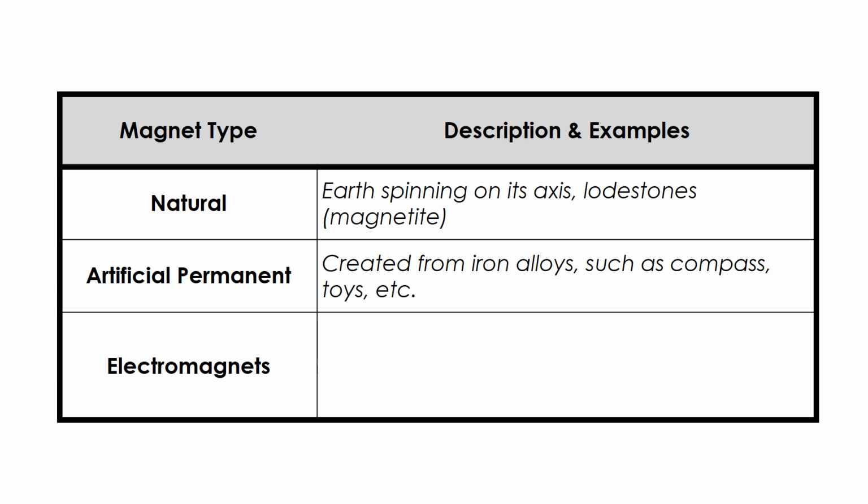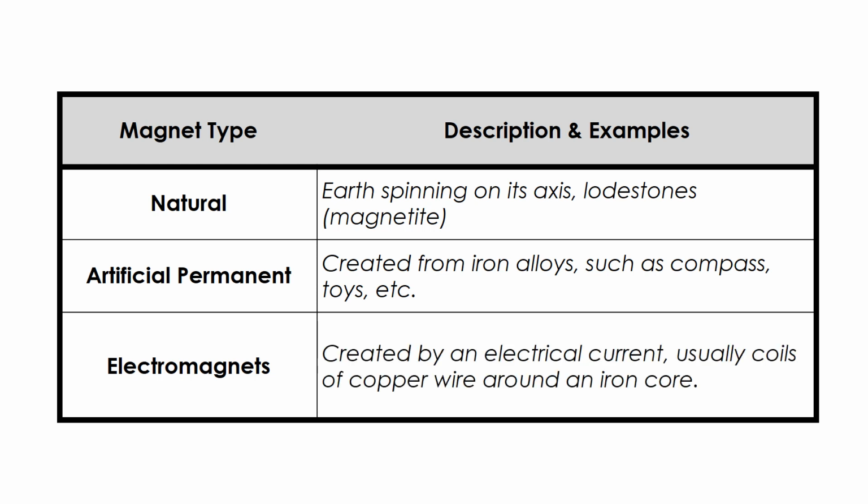Electromagnets are different, though. Electromagnets are created by an electrical current, usually in the form of coils of copper wire around an iron core. Electromagnets are sometimes called artificial temporary magnets because the magnetic field can be turned on and off by turning the electrical current on and off. Electromagnets are very common, and they'll be discussed in detail in other lessons.